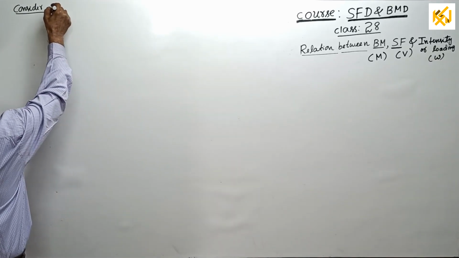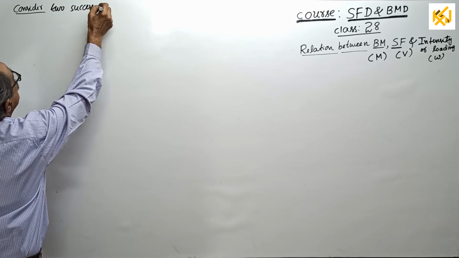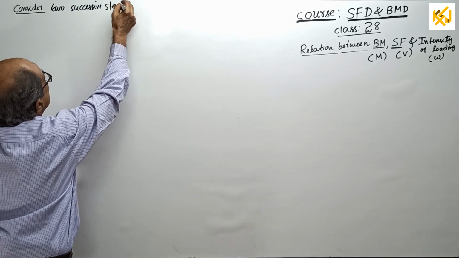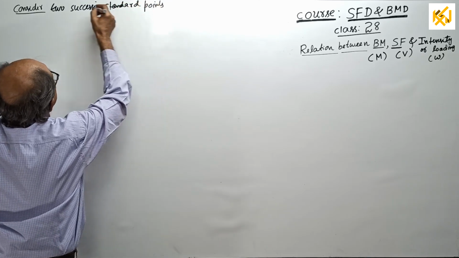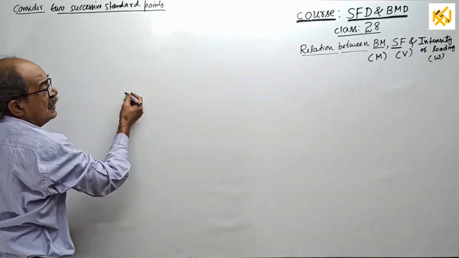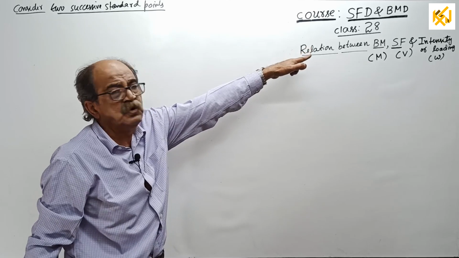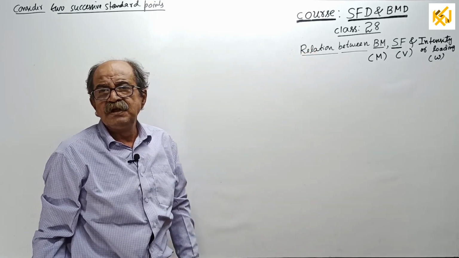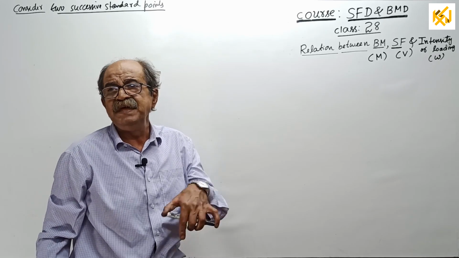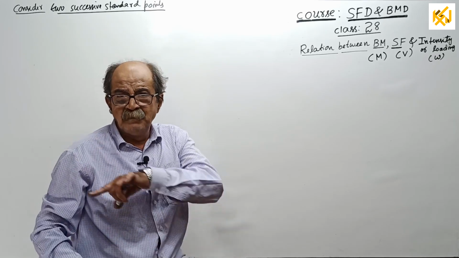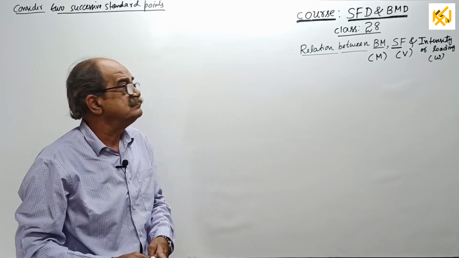Consider two successive standard points. Next time I won't tell all these things. Somebody can comment, sir, it is not clear, sir. Between two points, each point, I will tell them why you have not gone through class 28. In class 28, I told it. You cannot come to a particular class and say something is not told. It is told earlier. Complete course to be covered means you have to follow each and every class.